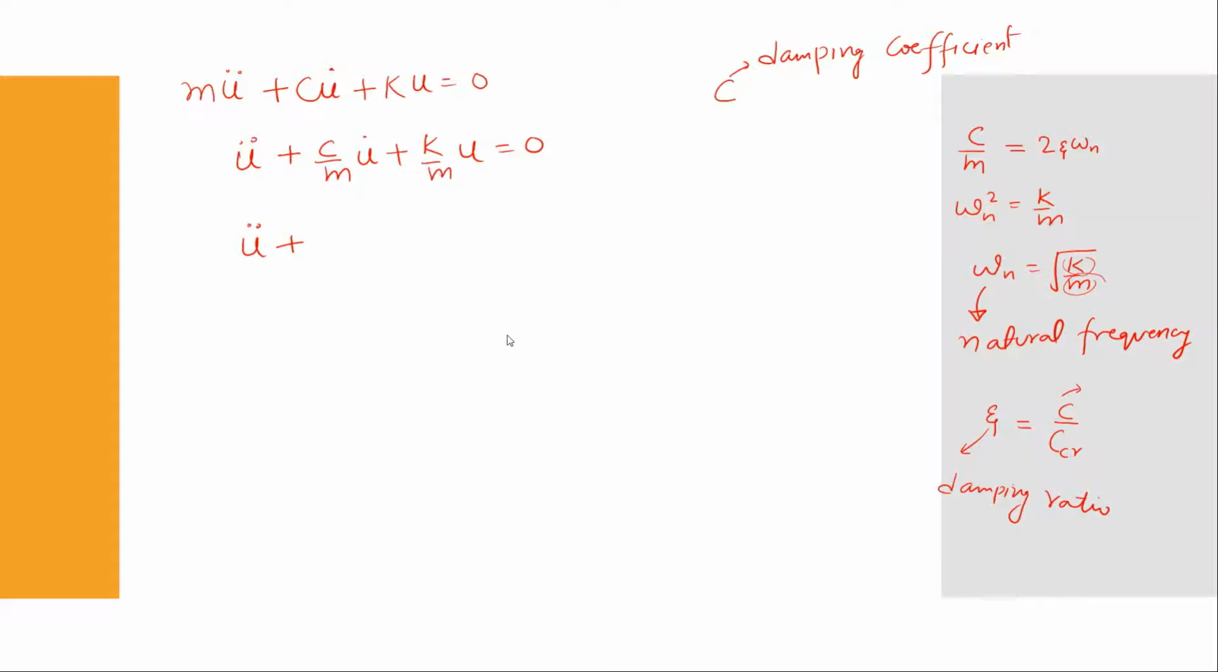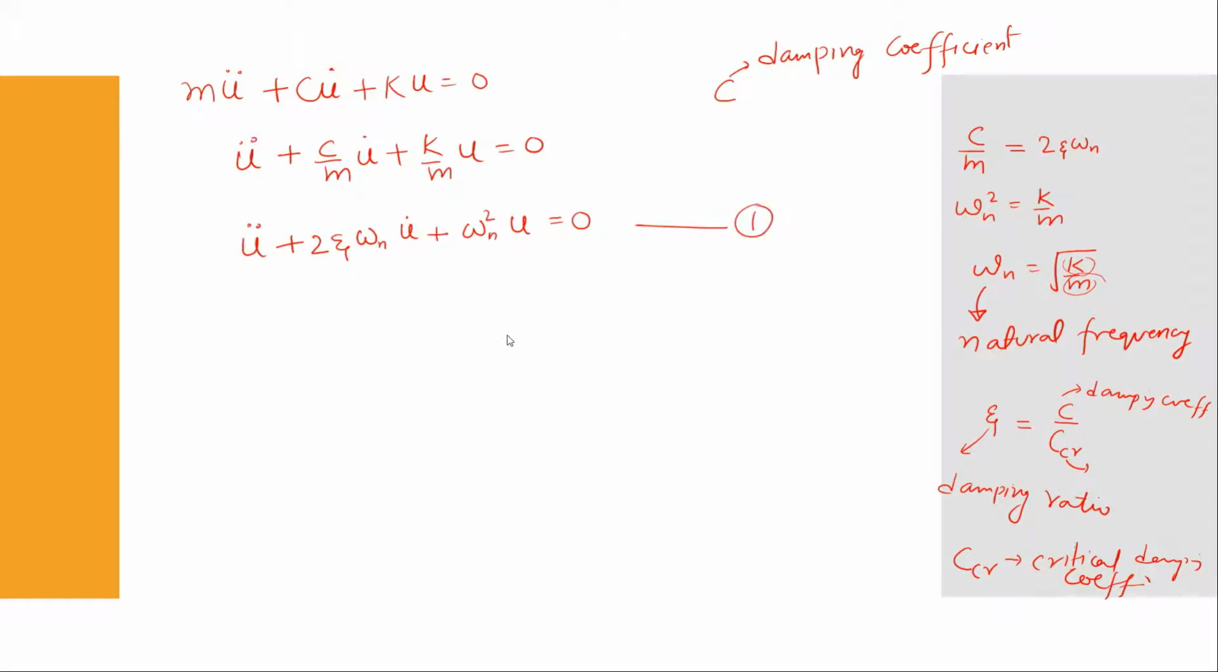And this c is called the damping coefficient, and this c_cr is called the critical damping coefficient. So here c_cr is the critical damping coefficient. Okay, so now we will write c by m as 2 xi omega n, into u dot, plus k by m, instead of that, we can write it as omega n square, into u, equals 0. We will call it equation 1.